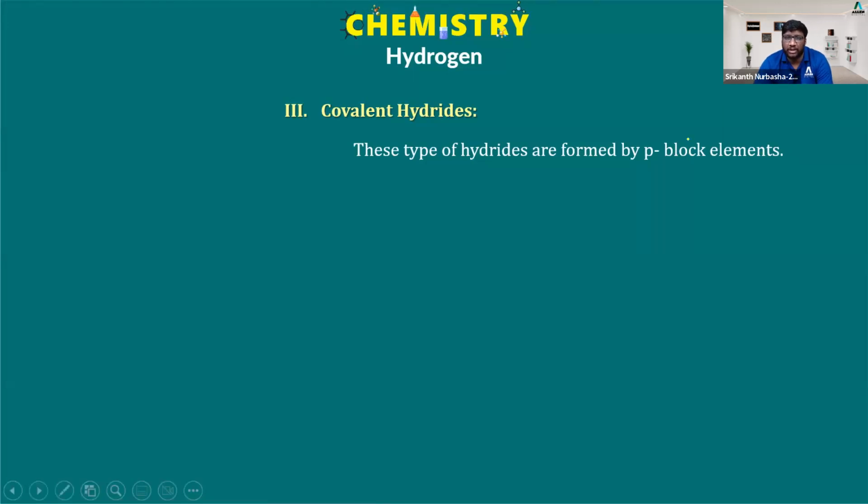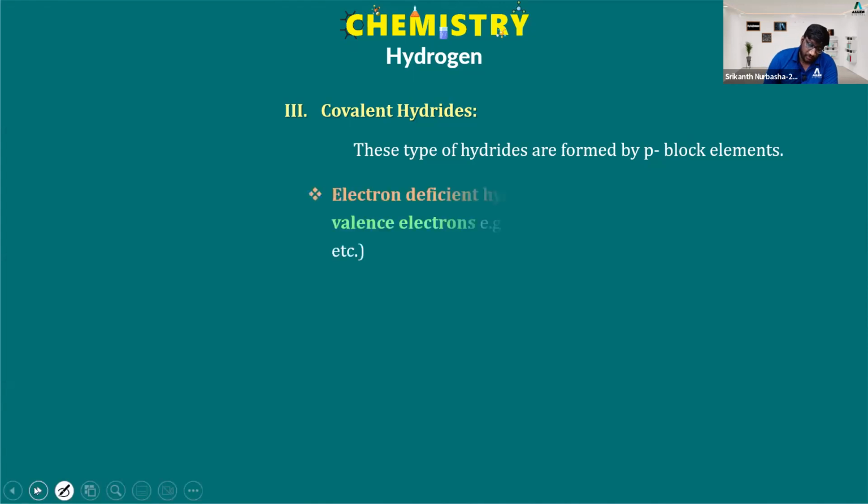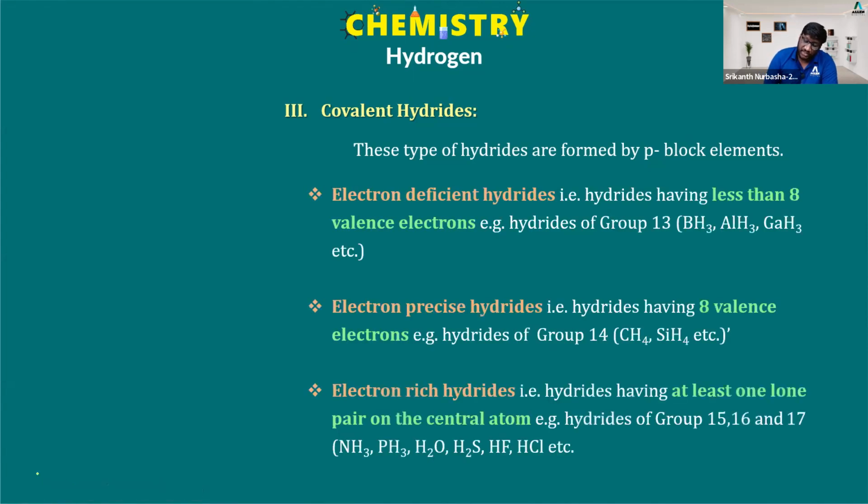In the p-block elements, which group is going to form electron deficient hydrates? Boron family. Electron precise hydrates form from which group? Carbon family. Electron rich hydrates? Nitrogen, oxygen, and group 17 halogens, right? Electron deficient, electron precise, and electron rich hydrates.